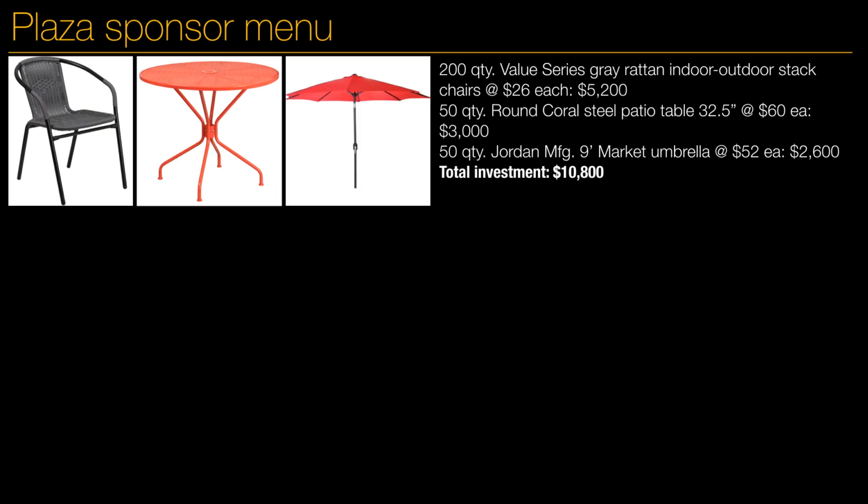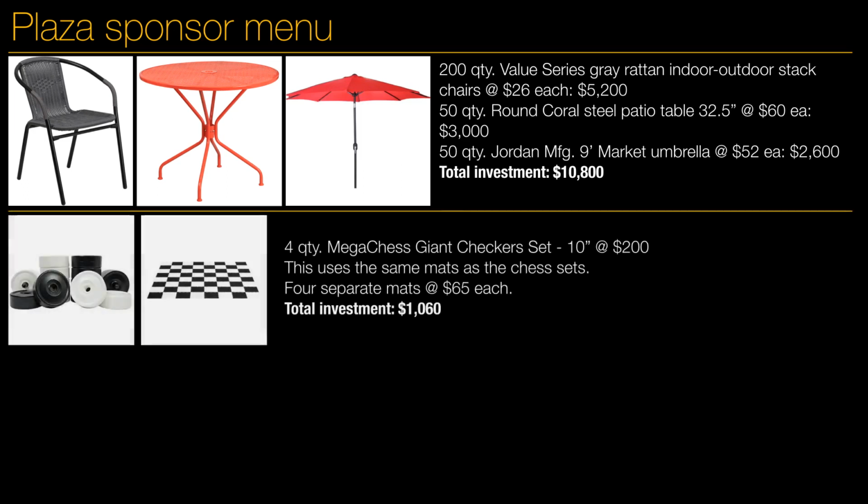Not all these have to be sponsored, but if you got 200 stack chairs, you want chairs that can stack in case you need to store them temporarily for other events like the skate park on your plaza, 50 tables and 50 umbrellas for $11,000. There you go. And then now here's mega chess checkers. You can buy just the checkers and use the same chess sets. Or if you want to buy separate mats, they're about $65 each. There you go.